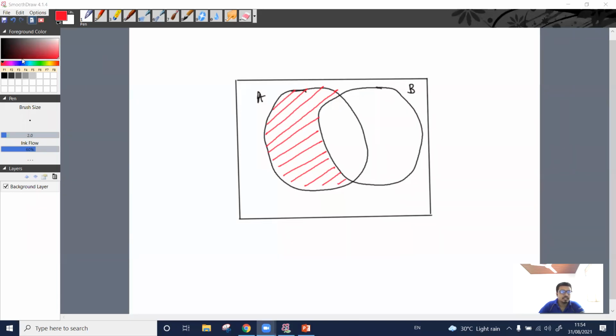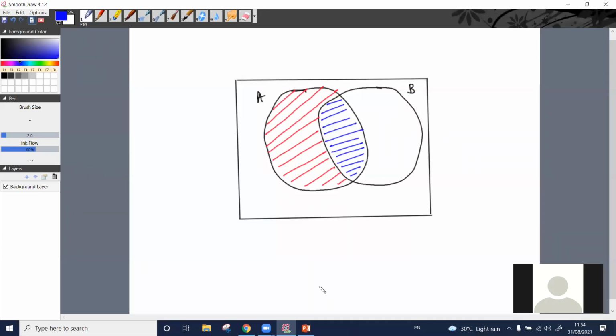The part that belongs only to A. And what about this? The area I have highlighted in blue. What is this? In words, how we can say this? This is A and B. Yes, this is the area belongs to A and B. The common area that belongs to A and B. Area belongs to A and B.